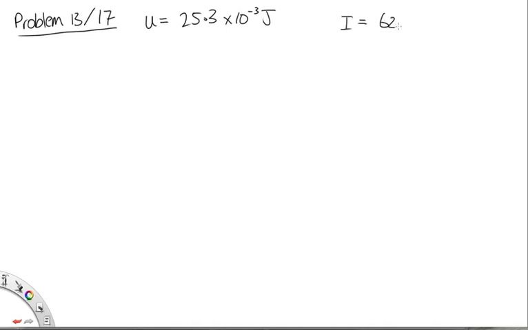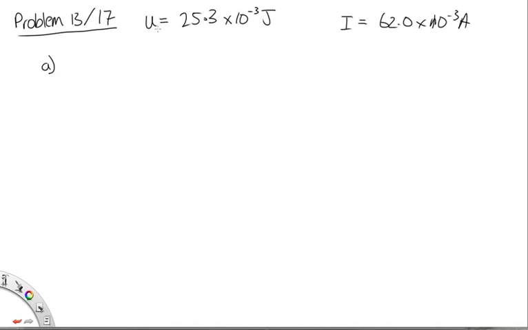Okay, and problem 13 for 1221 or 17 for 1231. In this problem, we're told that we've got stored energy of 25.3 millijoules, and we've got a current of 62.0 milliamps. In part A, we're asked to calculate the inductance.